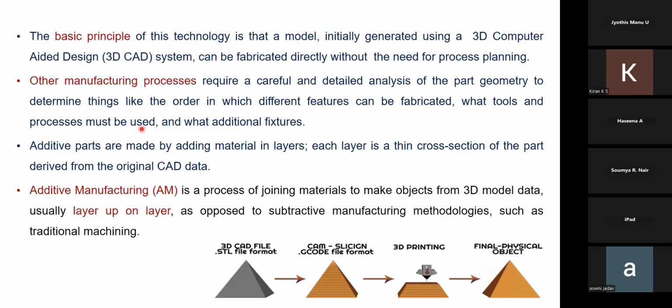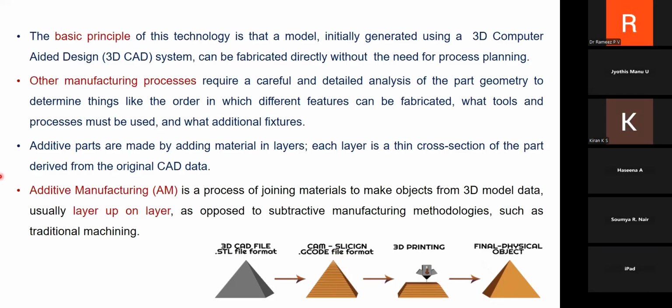And the additive parts are made by adding materials in layers. Each layer is a thin cross section of the part which is derived from the original CAD data, right? So for example, this pyramid is your 3D CAD data. And by using some pre-processing software, you have to slice it into a number of layers. As I mentioned, each layer is a thin cross section of the part. You have to feed this sliced data in G-code form to your 3D printing machine. Then the 3D printing machine will print the thin cross section layer by layer.